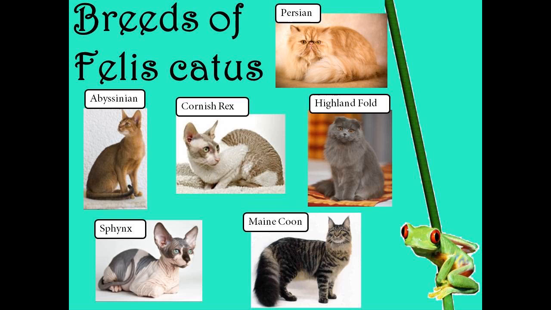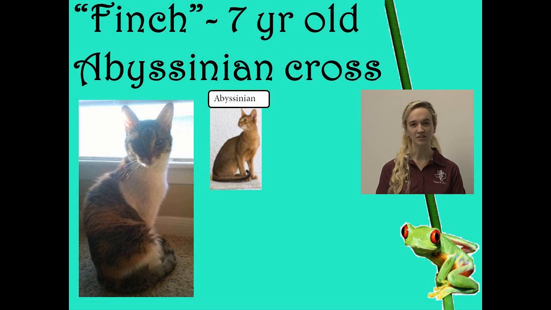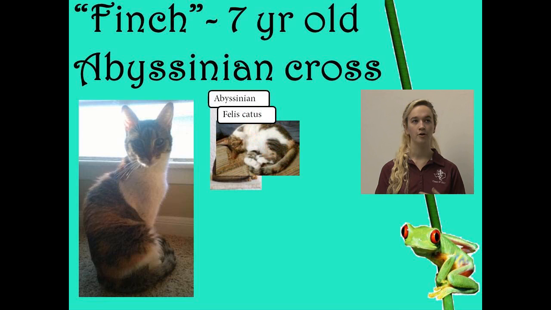So now we're gonna do a little bit of review with my cat. I think she's adorable. This is Finch. She's a 7-year-old Abyssinian cross. So there are things that put her in categories with all the animals we talked about. So if you can think of some things that make her like the Abyssinian, she has big ears, very angular face, and a slim body. There are things that make her like the Felis catus. That is the bright colors, she meows, and she's fairly calm.